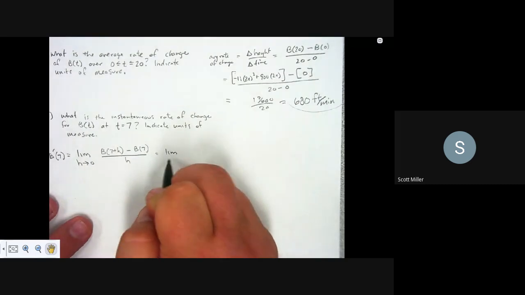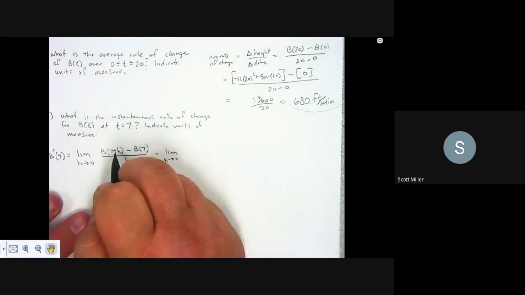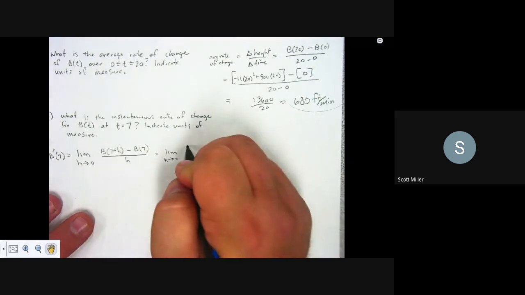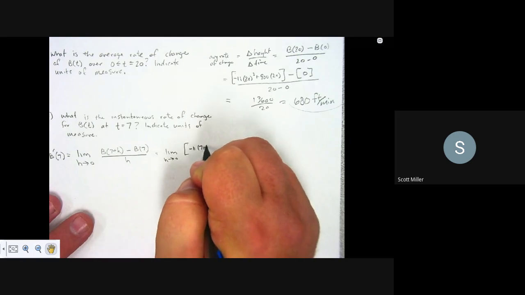And I'm going to get the limit as h goes to 0. And then I've got to plug this quantity in for that t. And when you do that, I recommend that you do it just like this. Type it in. Don't try and work it out at the same time. There's too much going on.